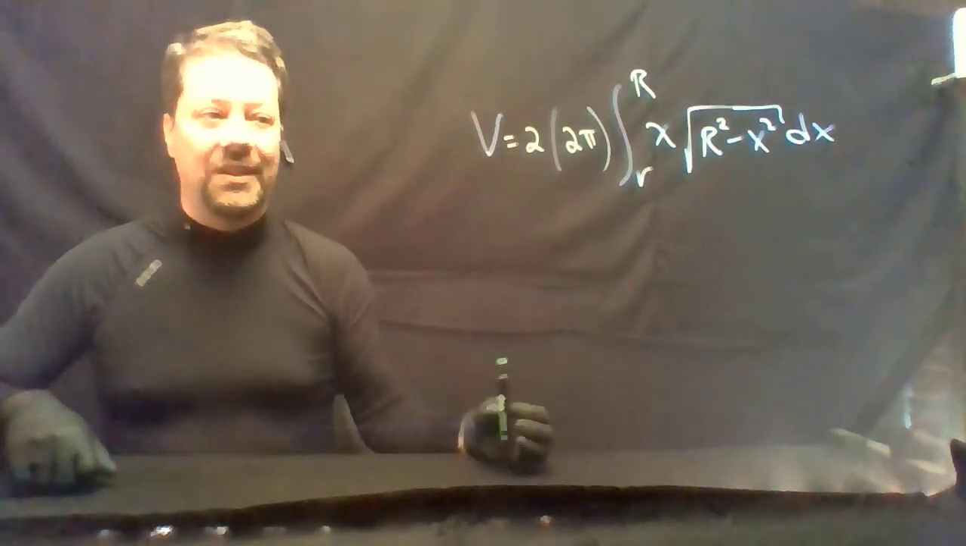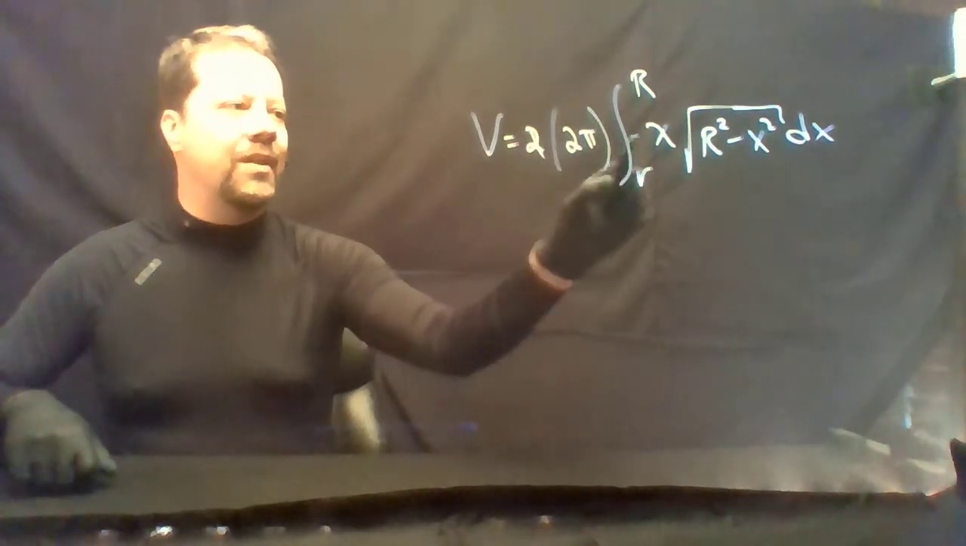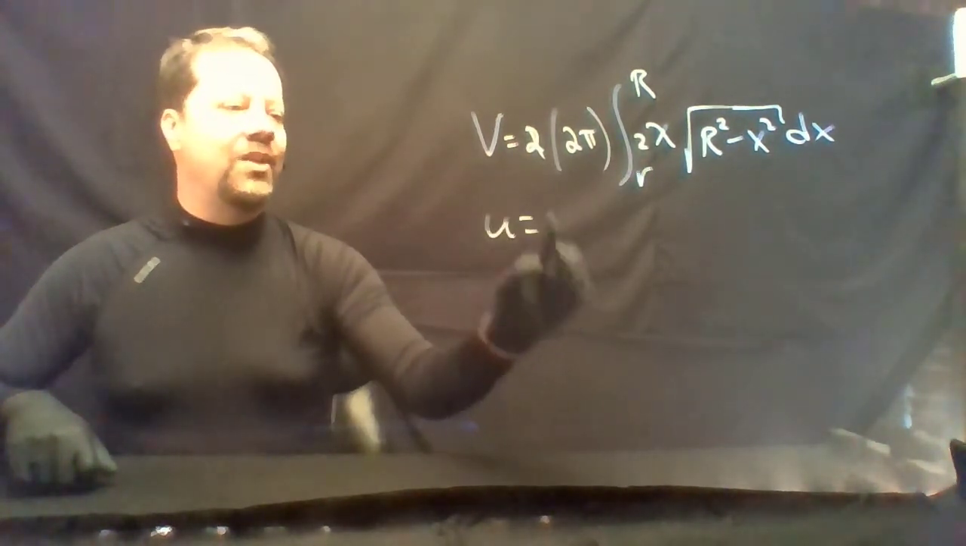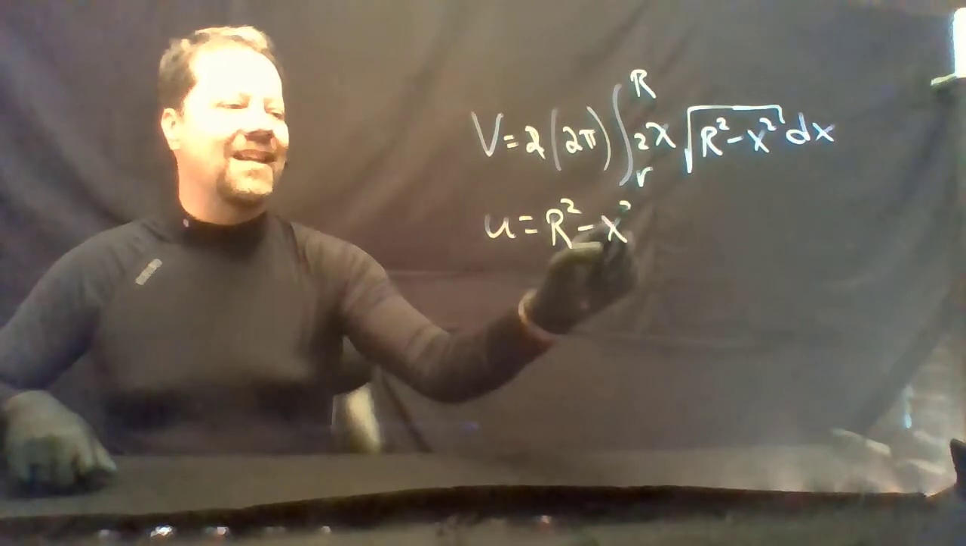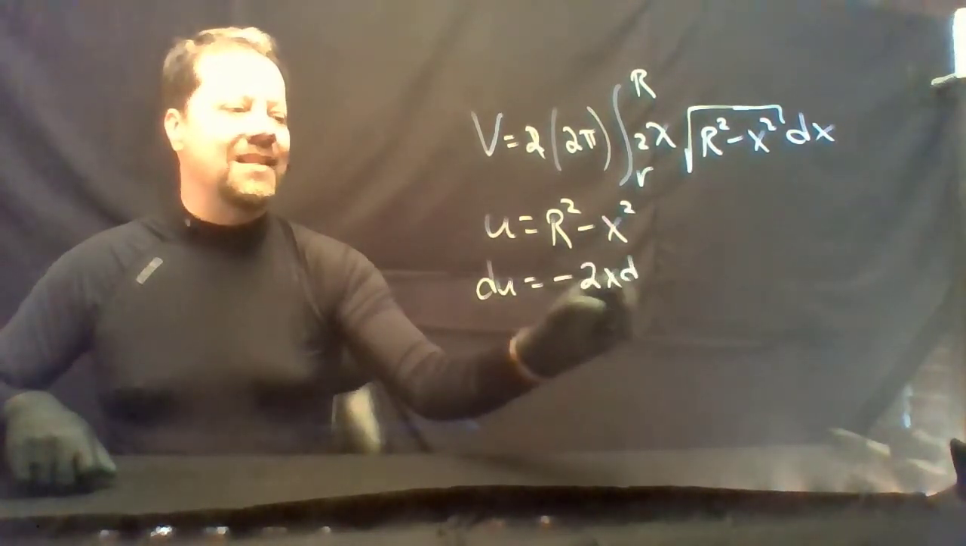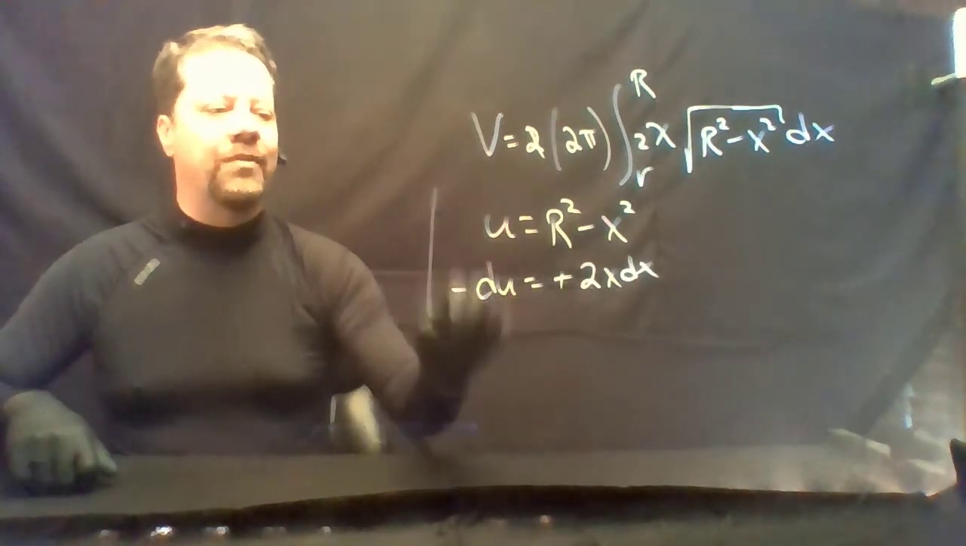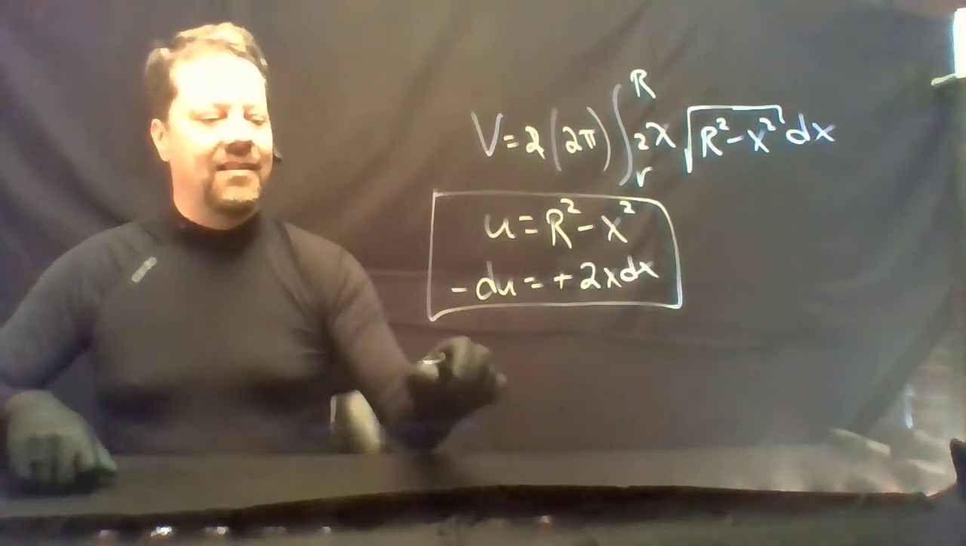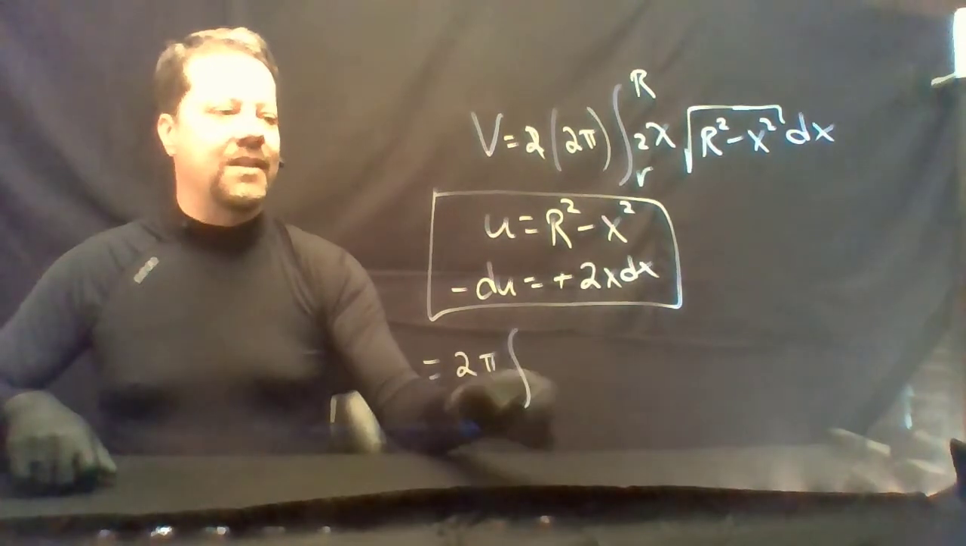It looks like we'll need a u substitution. We'll bring one of the 2's in here and write u equal to R squared minus x squared. du will be minus 2x dx. We don't have the minus, so we'll move it over. This gives us 2 pi times the integral.